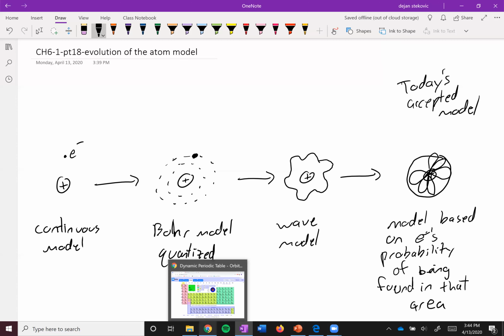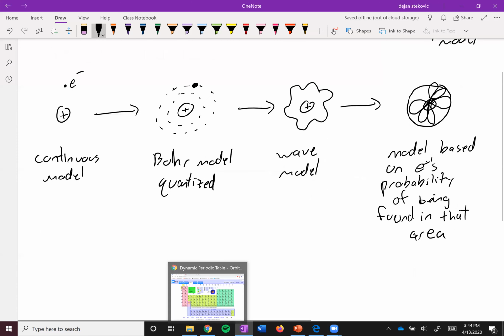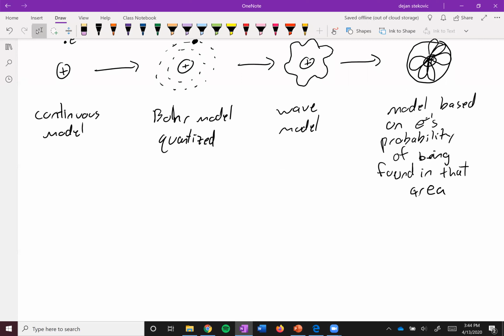And I understand at this point your brain is probably fried and you're probably really confused as to what is going on. Really what I want you to focus on is what is N, what does it tell you, what is L, what does it tell you, and what can it be? What is M sub L, what does it tell you, and what can it be? And what is M sub S, what does it tell you, and what can it be?